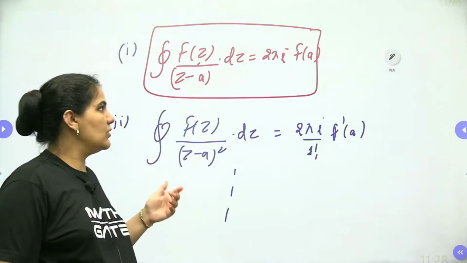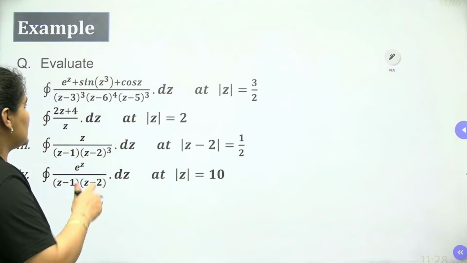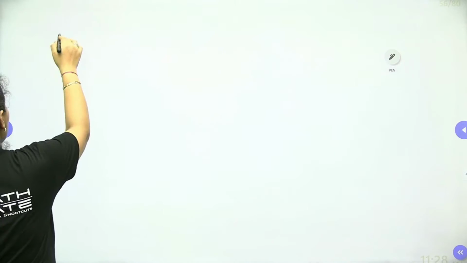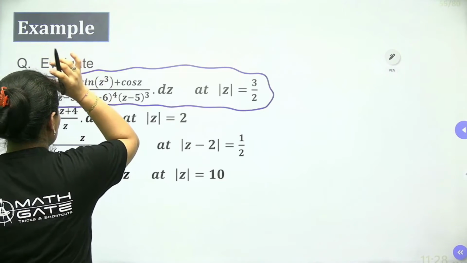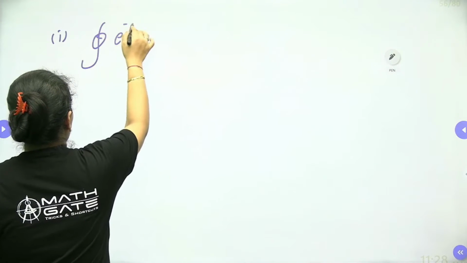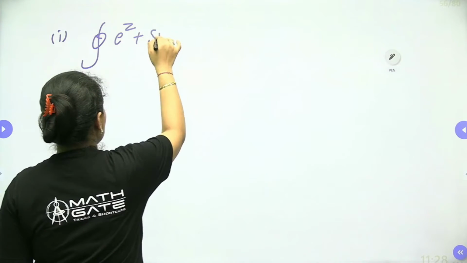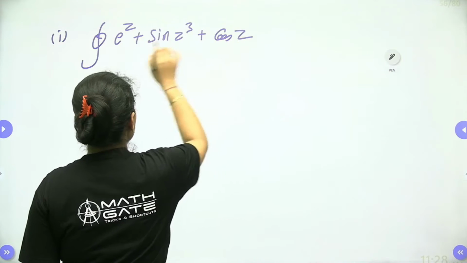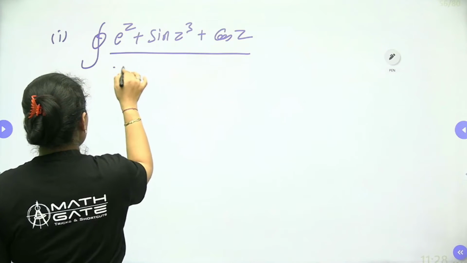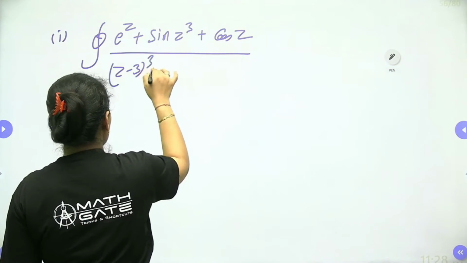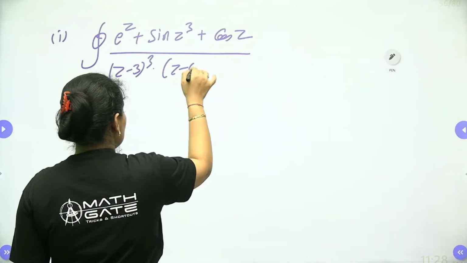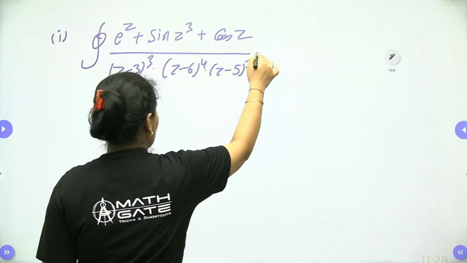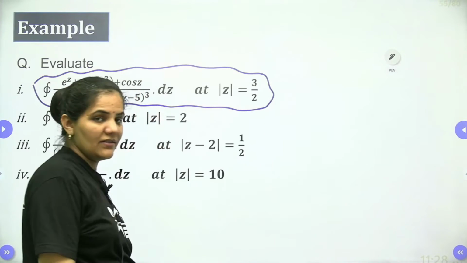So now let's approach the question based on this concept. Let's start with example number 1, dear students. We have to evaluate the integral of (e to the power z plus sin z cube plus cos z) divided by (z minus 3) whole cube, (z minus 6) to the power 4, (z minus 5) cube dz. We have to find the value of this.